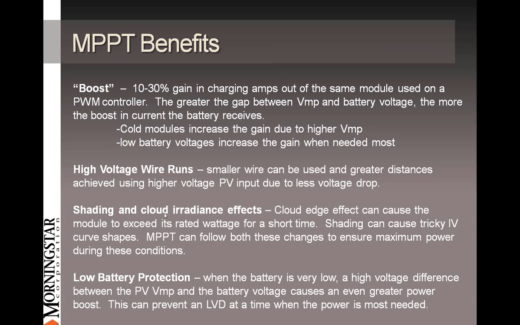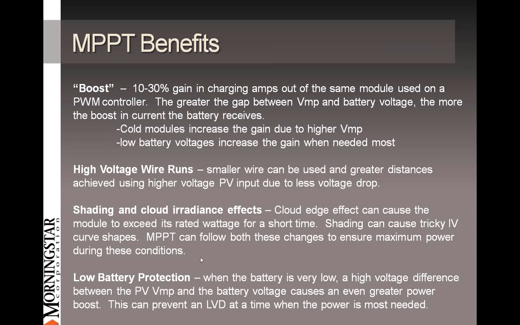Shading, cloud irradiance, there's all sorts of things that cause strange IV curves: object shading, cloud shading, insolation levels, mixed arrays, as I talked about. So what we'll try to do is make the best out of those situations. With PWM, you're basically connecting the array directly to the battery at the battery voltage. So it's not going to do any kind of fancy tracing of the IV curve during these strange situations that happen during the day. And then lastly, low battery protection.